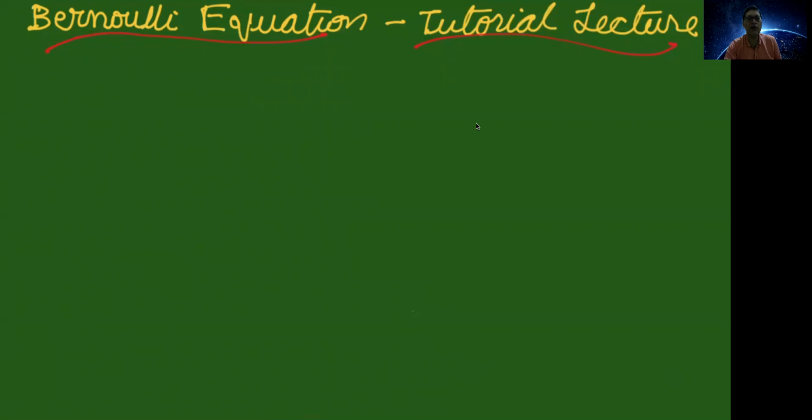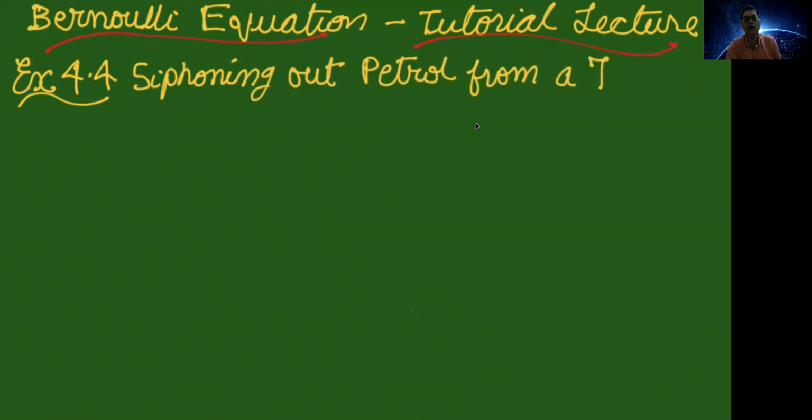So in tutorial 1, I had presented 3 example problems. The first example problem corresponding to this topic will start with example 4.4. This corresponds to siphoning out petrol from a fuel tank.